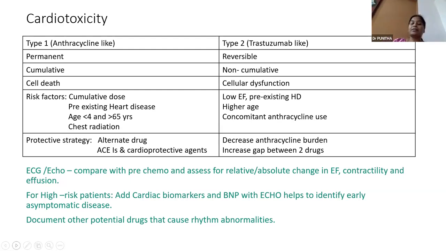So we order a post-chemotherapy echocardiography and electrocardiography and compare it with the pre-chemotherapy echocardiogram and assess for relative or absolute change in the ejection fraction, contractility, and diffusion. For high-risk patients, add cardiac biomarkers and brain natriuretic peptide with echocardiogram so as to identify early asymptomatic disease. Document other potential drugs that can cause rhythm abnormalities. Next slide.